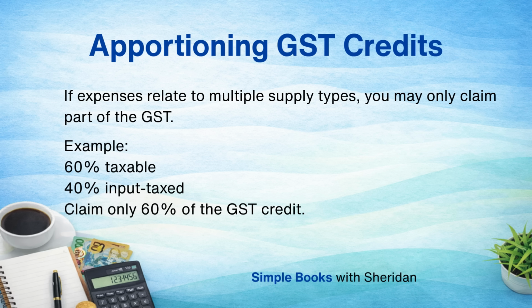If an expense relates partly to taxable income and partly to input taxed income, you may only be able to claim a portion of the GST credit. This is called apportionment. For example, if office expenses relate to 60% taxable income and 40% input taxed income, you may only claim 60% of the GST credit. These situations are where professional advice can be especially important for you.